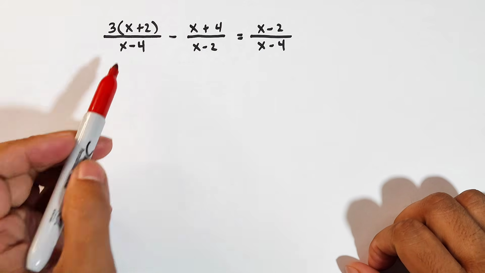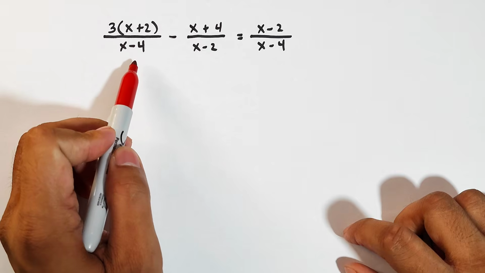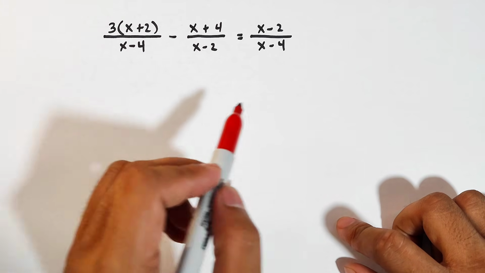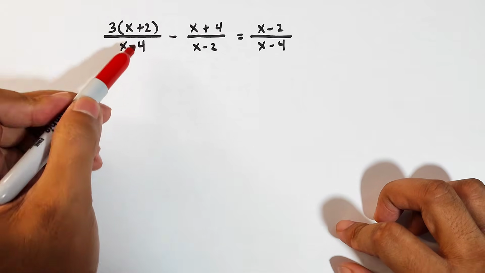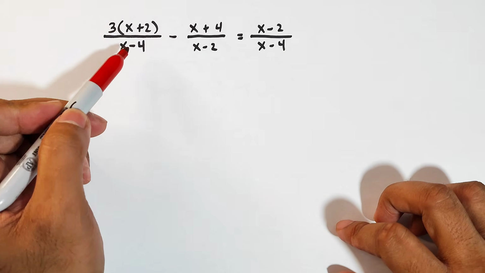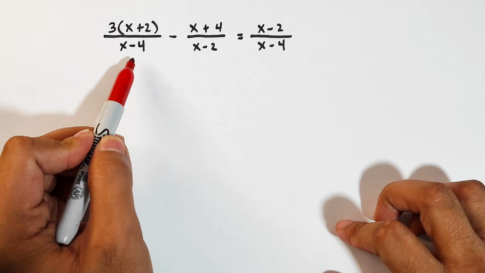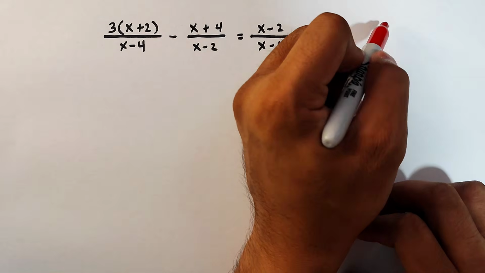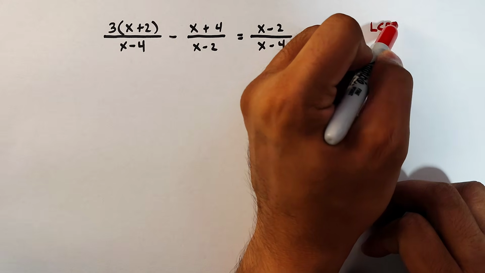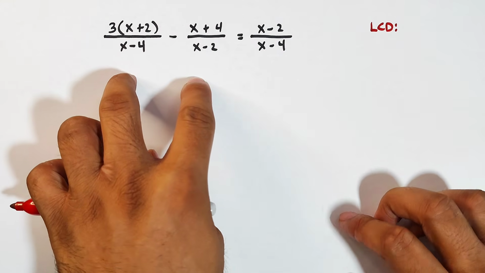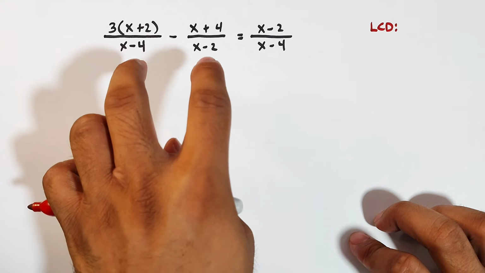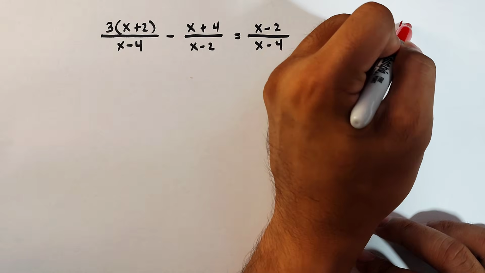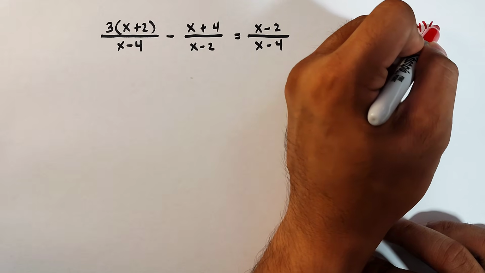For number 2, we have 3 times x plus 2 over x minus 4 minus x plus 4 over x minus 2 is equal to x minus 2 over x minus 4. As you can see, we only have two kinds of denominator. One is x minus 4 and the other is x minus 2. If that is the case, we can easily identify our LCD. Since we only have two binomials, automatically, this is our LCD or least common denominator. So we have x minus 4 times x minus 2.